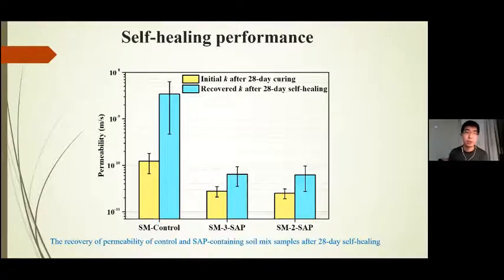For the control sample without any SAP addition, the damaged permeability after the 20-day healing period basically increased by 1 order of magnitude. And for the SAP containing samples, the permeability value still remains within the same order of magnitude as the undamaged permeability.